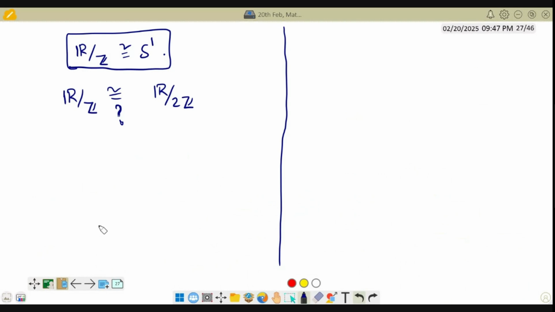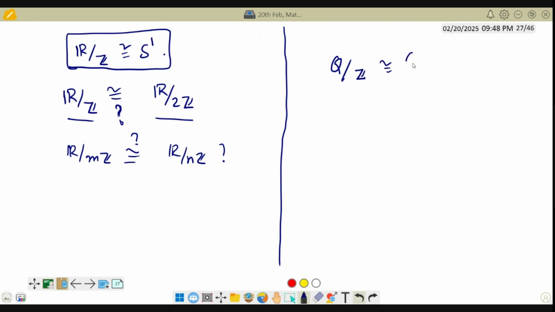Okay, so now the question is whether R mod Z and R mod 2Z are isomorphic or not. Or similarly, for example, is R mod MZ isomorphic to R mod NZ or not. You can think of the same type of thing. So what can you say about these quotient groups? Obviously, here I am taking m not equal to n, otherwise it will be isomorphic.